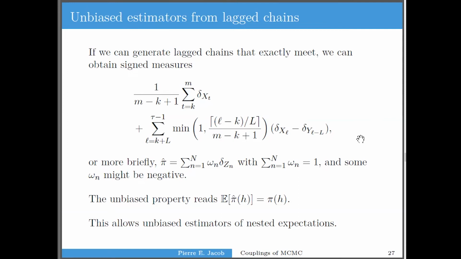So you can summarize this as pi hat equals a sum of omega_n delta_{z_n}, where the omega are the weights, and they can be negative. And the z's are atoms that are generated, either some of the x's or some of the y's. The unbiased property then reads that if you take a weighted average with respect to your signed measure, with those possibly negative weights, then on average this has the correct value with respect to the target distribution. This is helpful in understanding how we're going to be able to estimate multiple integrals, basically.